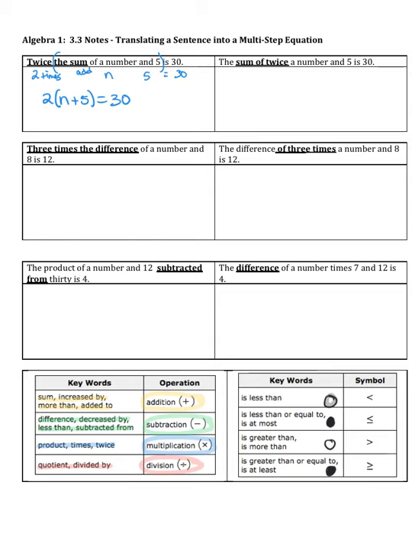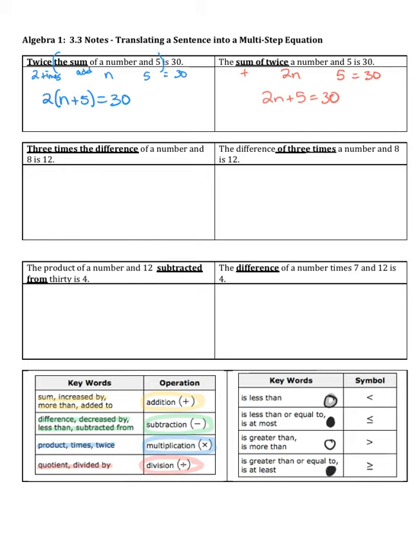Now we're going to do the words in a different order, which is a different problem. The sum of twice a number and 5 is 30. Sum is addition. Twice a number is 2n. So in this one, we're adding 2n plus 5 equals 30. These are two very different mathematical equations. The first one says twice a sum, which means adding 2 numbers and then multiplying. The second one says the sum of 2 times a number and 5. You have to really pay attention to the words.